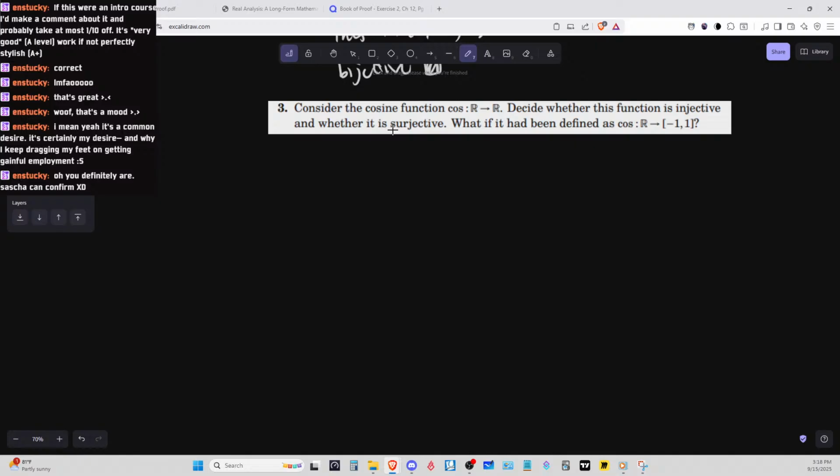Okay, consider the function, so we're dealing with a trig function from the real numbers to the real numbers. Decide whether this function is injective and whether it is surjective. What if it had been defined as cos? Oh, okay, so we're doing it twice. Okay. So we'll just write the thing we've got to do. Prove R to R is injective. Well, actually, we should write bijective.